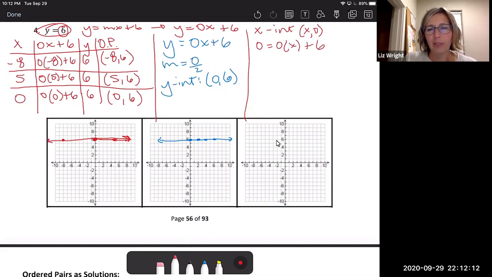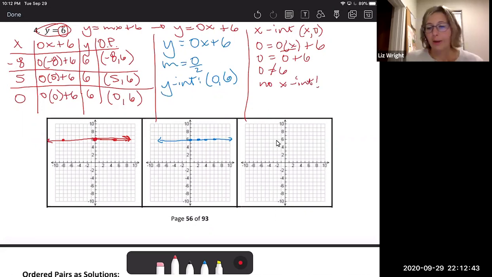Well, something interesting happens here. So here we get 0. 0 times x is going to give us what? It's going to give us 0 plus 6. And then 0 plus 6 is going to give us 6. Does 0 ever equal 6? No, it doesn't. Well, what does that mean? So we're trying to find an x-intercept. Look at your graph. Do we have an x-intercept? No. So this time, this means no x-intercepts.